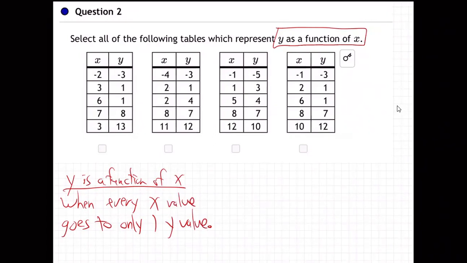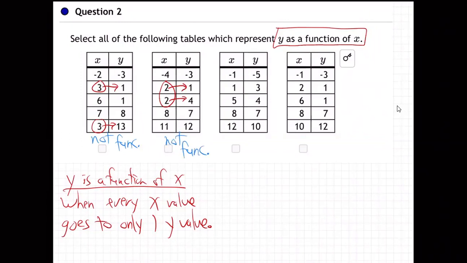Well, notice right here, let me jump to the second one. See how that's the same x value going to two different y values. So this one's a no. And then, yeah, here also. This one's a no. Let me just write it in blue here. This one's not a function. This one also is not a function.